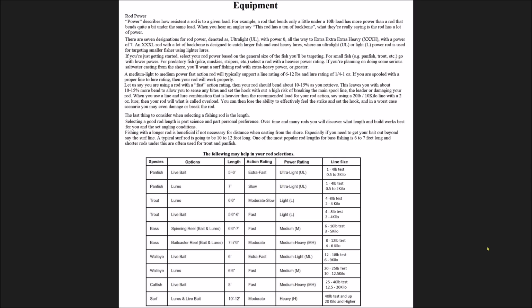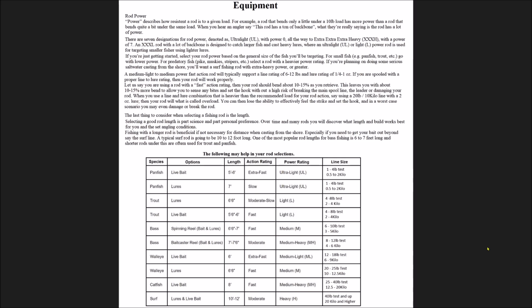The last thing to consider when selecting a fishing rod is the length. Selecting a good rod length is part science and part personal preference. Over time and many rods you will discover what length and build works best for you and the set angling conditions. Fishing with a longer rod is beneficial if not necessary for distance when casting from shore, especially if you need to get your bait out beyond, say, the surf line. A typical surf rod is going to be 10 to 12 foot long.